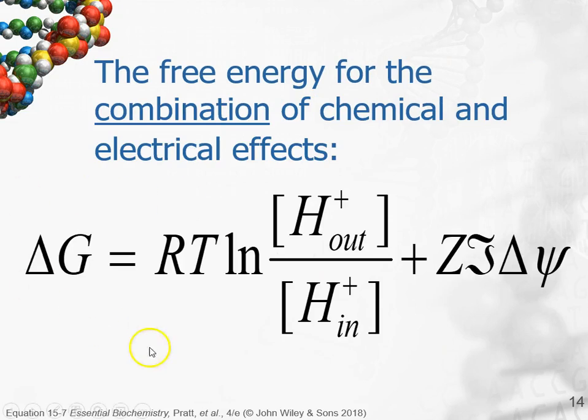So that means this free energy associated with the proton motive force, or this electrochemical gradient, this imbalance of protons across the membrane, the associated free energy is expressed by this equation. So this piece is the chemical difference, and this piece is the electrical difference.